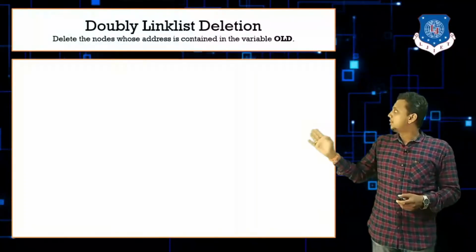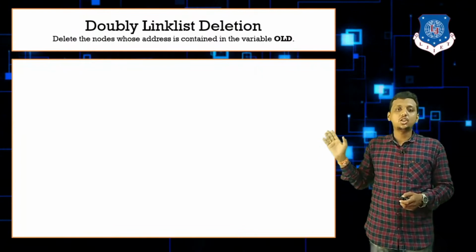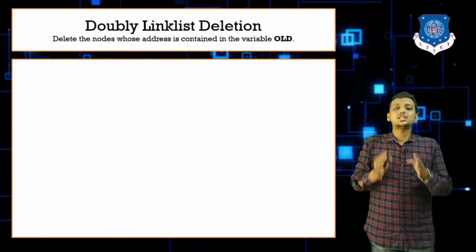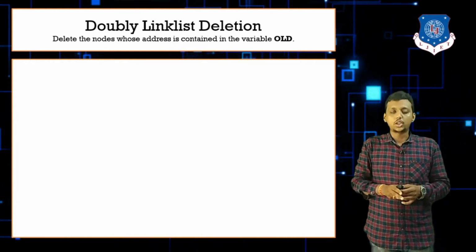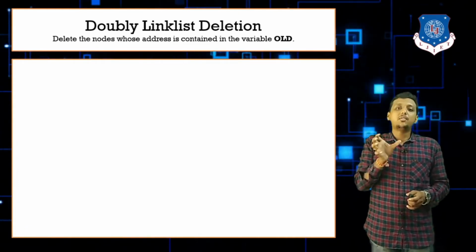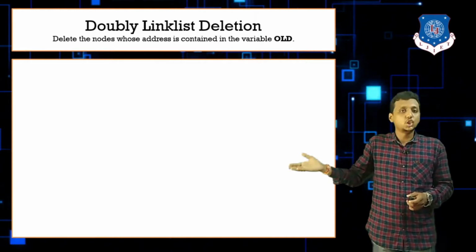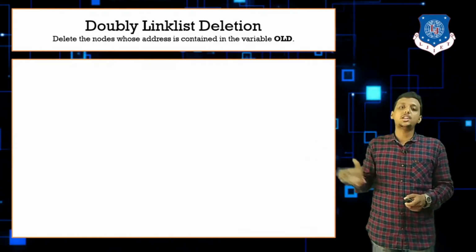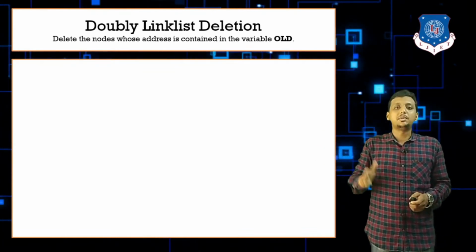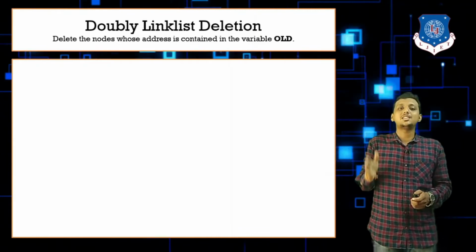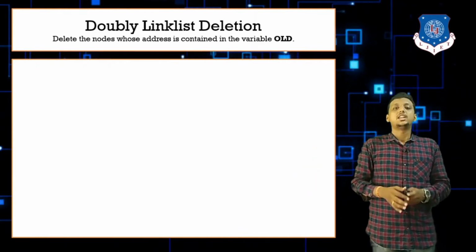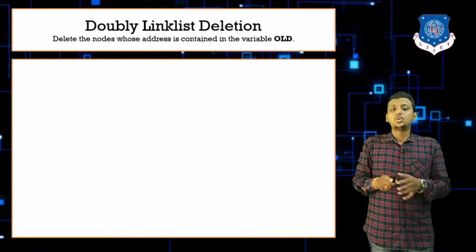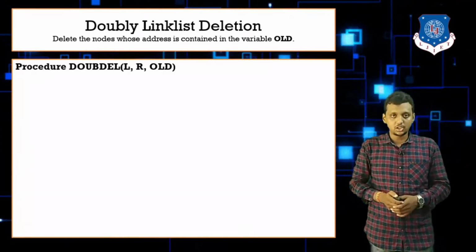Students, in the doubly linked list deletion, we have the situation that we need to delete a node whose address is old. Like we take L and R, the node is pointed to by a pointer whose name is old. That means the address is contained in the pointer old. So we need to delete a node whose address is pointed to by the old pointer. Let's start the doubly linked list deletion.